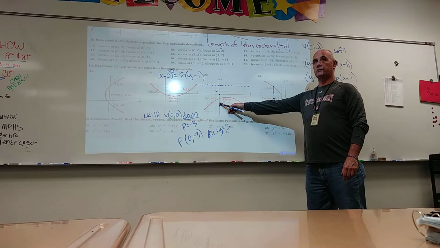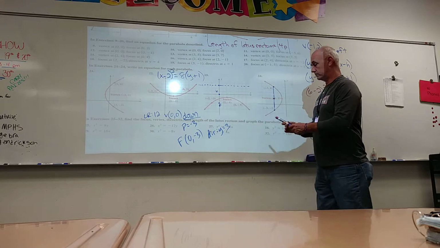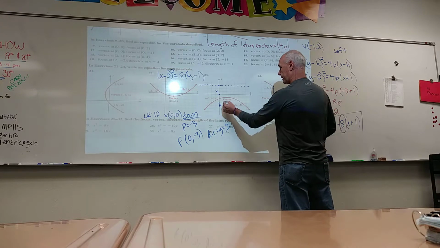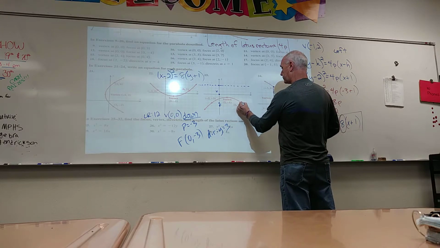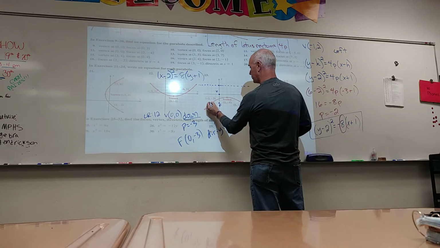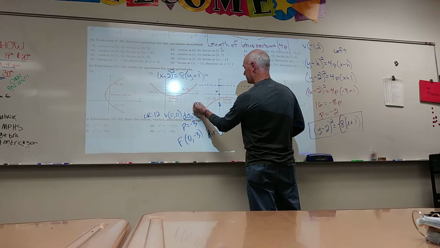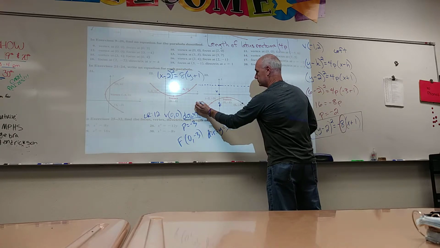how do we draw the latus rectum? 6 left and 6 right. If we go 6 left and 6 right, 1, 2, 3, 4, 5, 6.